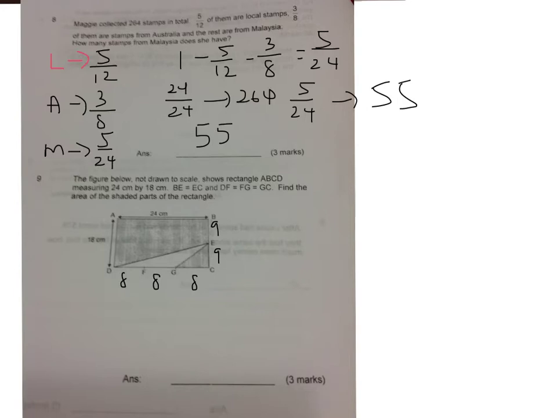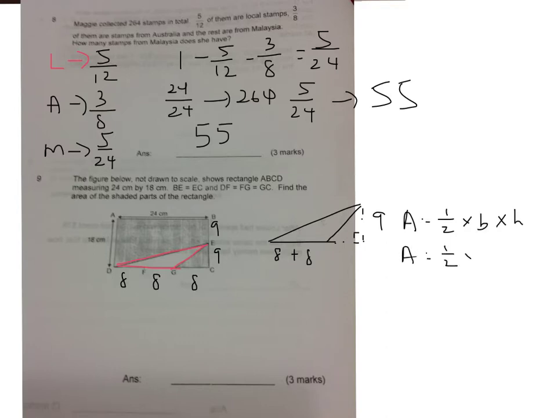If you look carefully, you want the shaded part, but there is this unshaded part that's white in color here. So it will actually look like this. You see that here is actually 8 plus 8, and then the height here is actually 9. So this area equals half times base times height. Area equals half times 16 times 9, which is 8 times 9, 72.